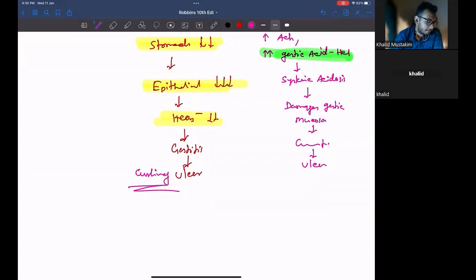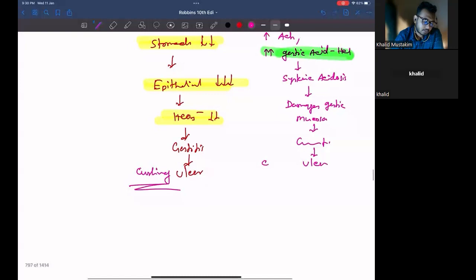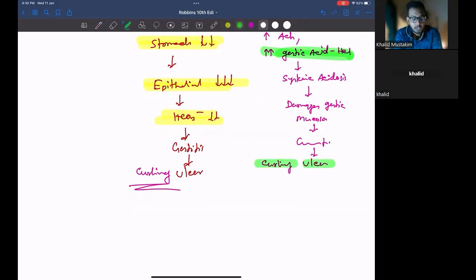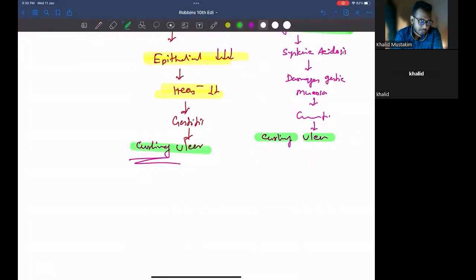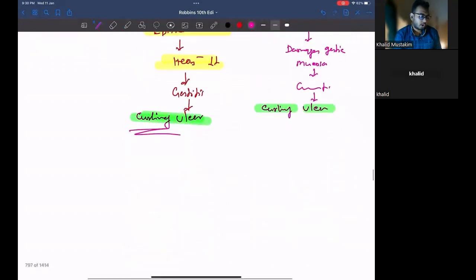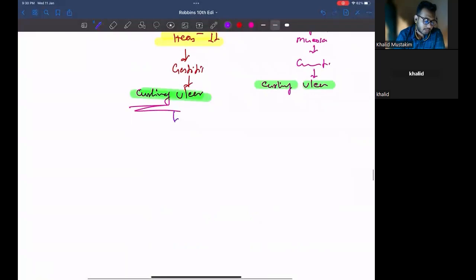That one is the curling ulcer. So you already knew this name, curling ulcer, but probably we didn't know how the curling ulcer occurs. So this is the pathophysiology of how Cushing ulcer occurs and how curling ulcer occurs. And let me tell you another thing, your teacher might ask you in your viva: tell me what are the sites of Cushing ulcer and what are the common sites of curling ulcer.